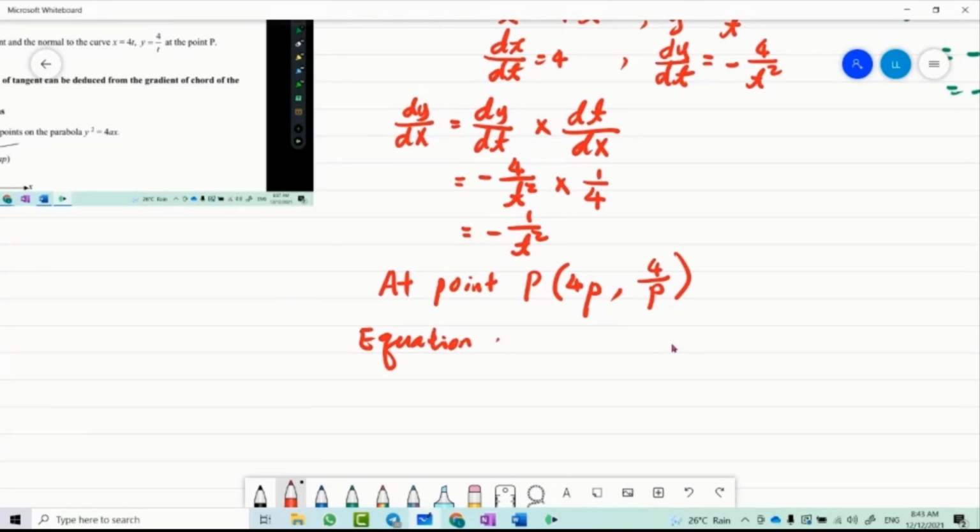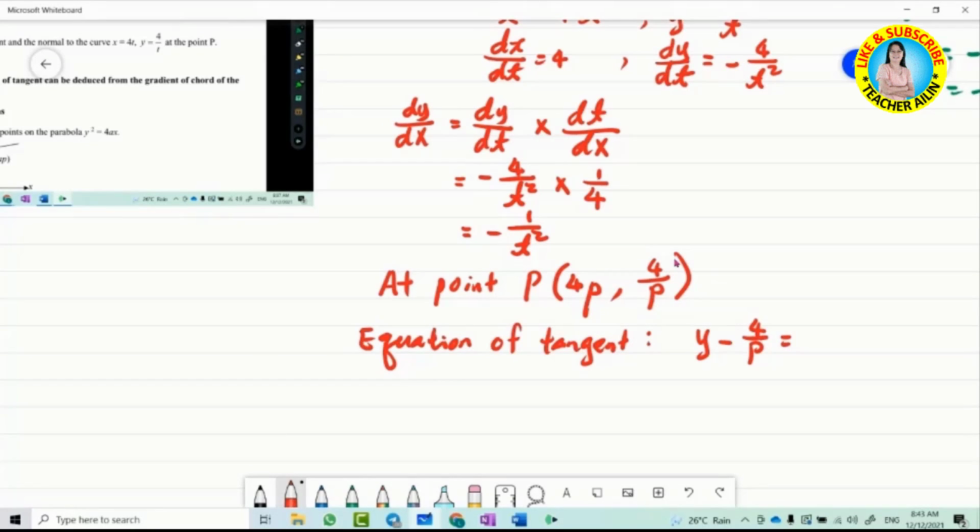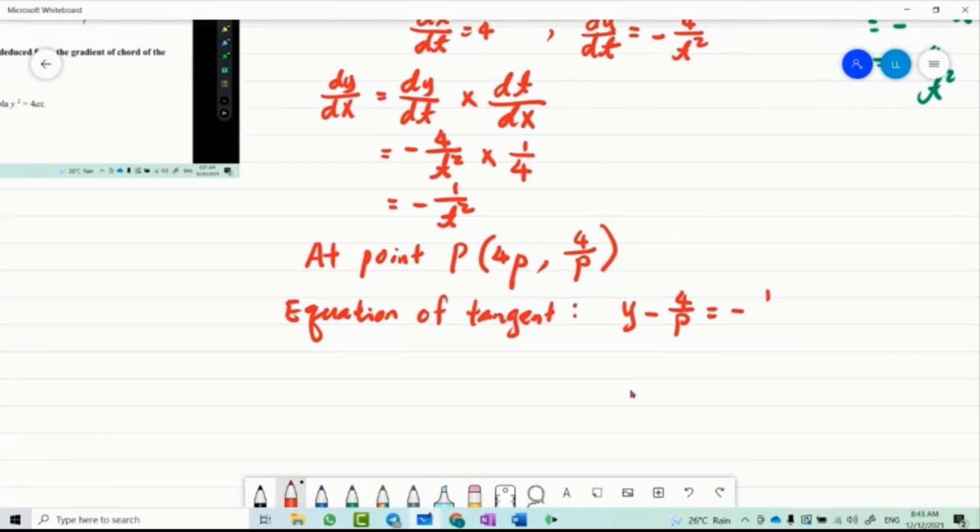Tulis dengan jelas. You have to tell people now you're doing what, because we have two equations. So now I want the equation of tangent. So y minus y1. Y1 you ambil dari sini. So gradient. Okay. Gradient sama juga t akan diubah. Okay, ataupun you tulis di sini. At point P, okay, gradient is -1/P kuasa 2. Dia ikut parameter, dia ikut.